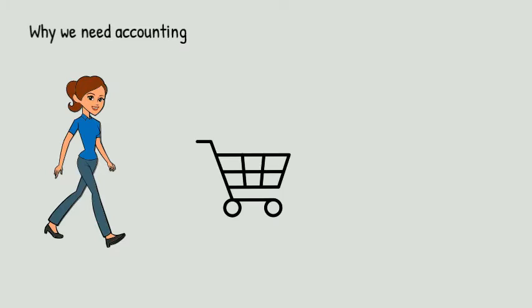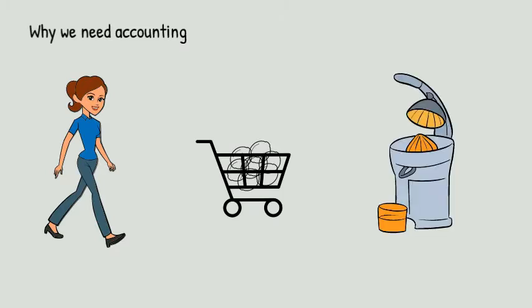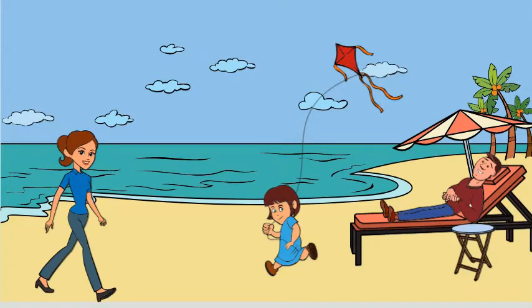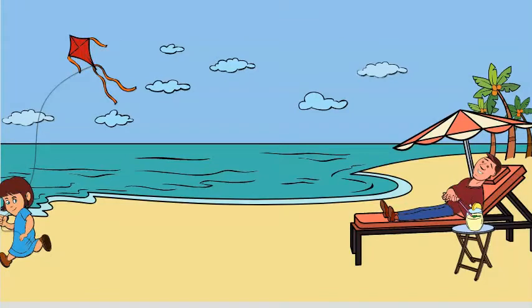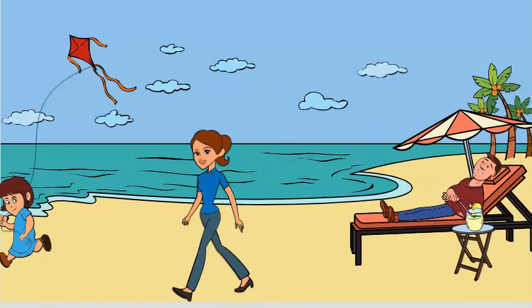Every day she goes to the market and buys some lemons. Then she makes the juice. Then she goes to the beach and starts selling them. And before the day ends, she sells all of them and comes back with some cash.